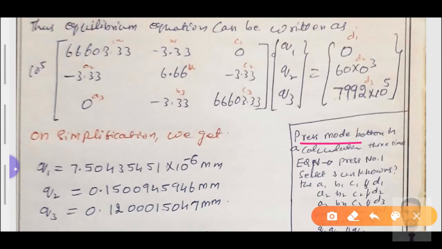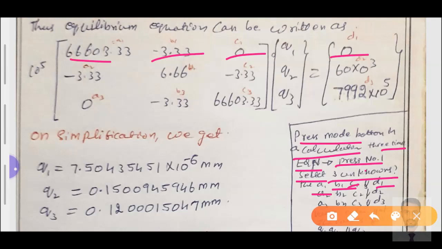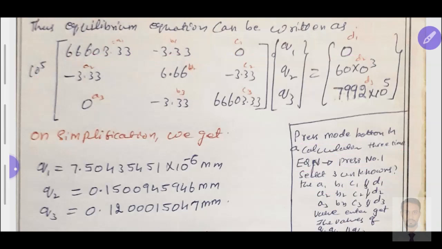Press the mode button in your calculator 3 times and equations will come. Press number 1 and select equations with 3 unknowns. In that, select 3 unknowns, then enter the a1 value, then the b1 value, c1 value 0, d1 value 0, and press equals after entering all values. Don't leave out this 10 to the power of 5. When you enter the a1, b1 and c1 values, multiply all of them with 10 to the power of 5.